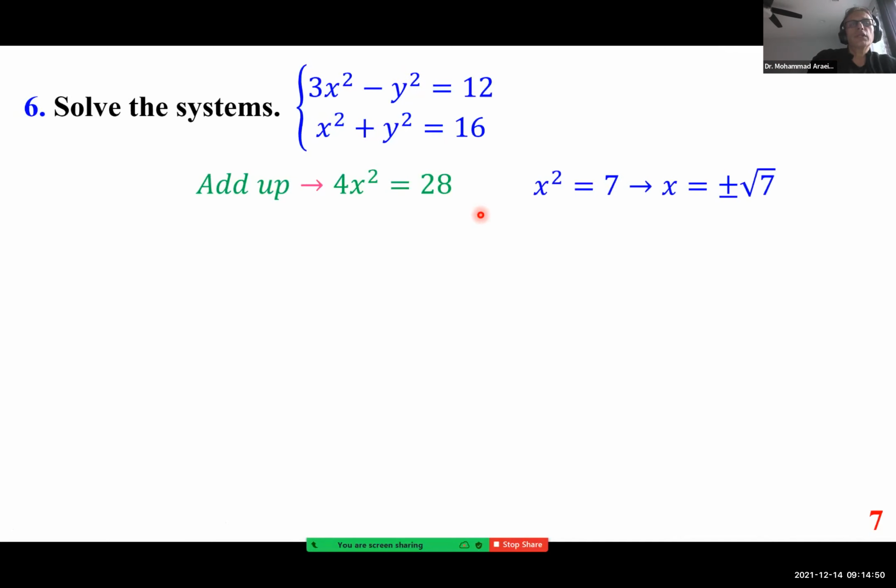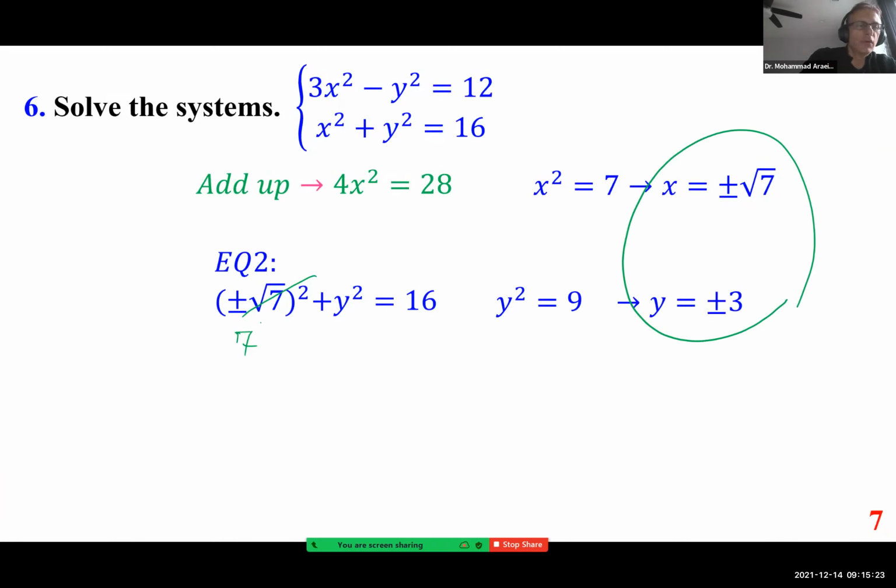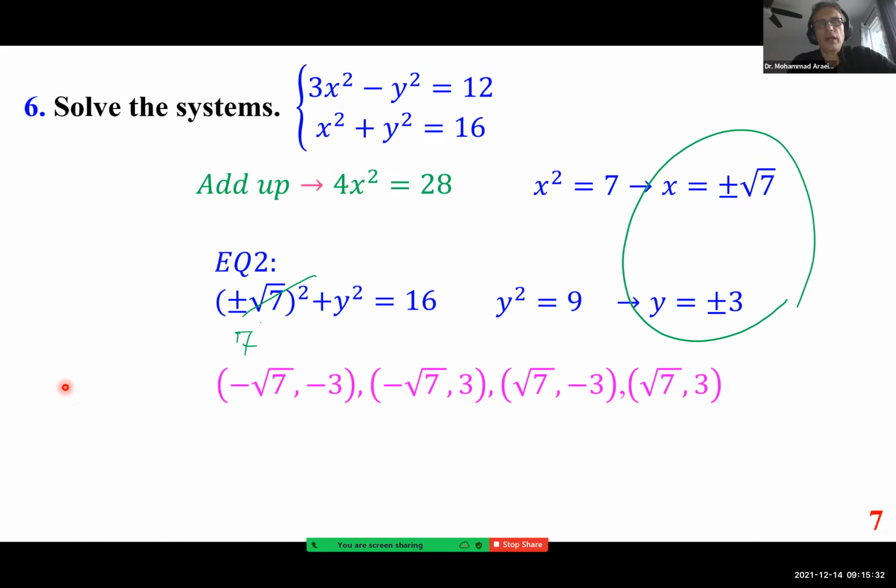Now, you can use either the first or the second equation, it doesn't matter. If you put it into the second, and since it's being squared, plus minus, they result in the same thing. And this becomes 7. Because you're squaring it, you get 7. We're going to subtract 7 from both sides. Y squared is 9, and y is plus minus 3. And it is important to know that these two give us 4 pairs. This is how you write them.